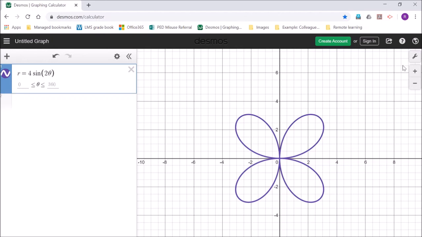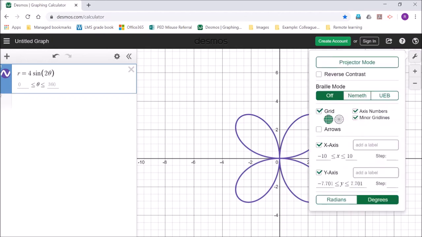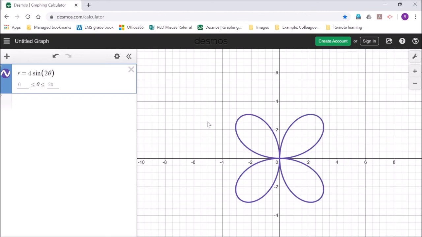Now, I have this in degrees right now, but by default, I believe it starts with radians. And now if you look, the range for the theta values has changed. It was 0 to 360, but now it's 0 to 2 pi, which makes sense because 2 pi is the radian equivalent of 360, right? And by the way, in Desmos, you can directly type in pi.